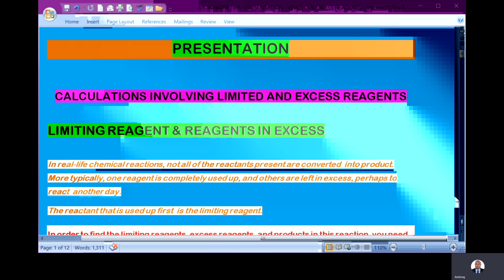The reagent that is used up first in a chemical reaction, we call it a limiting reagent. And the one that is left before the reaction goes to completion, we call the reagent in excess. So when two reactants or two reagents are in a chemical reaction, one is used up first, and that is the limiting reagent, and the other one is left, and that is the one in excess.